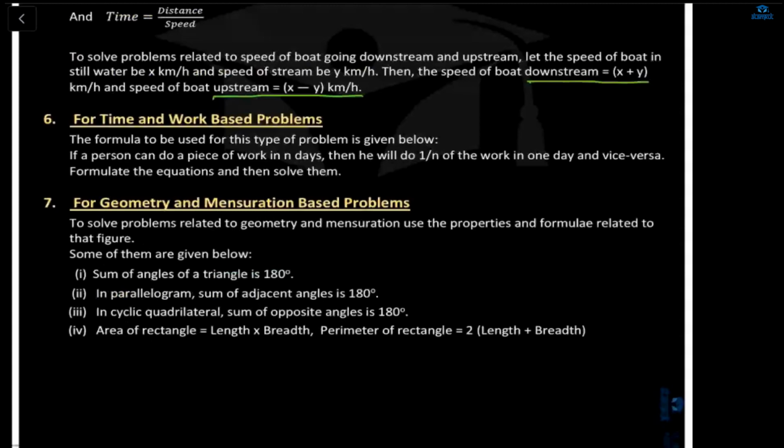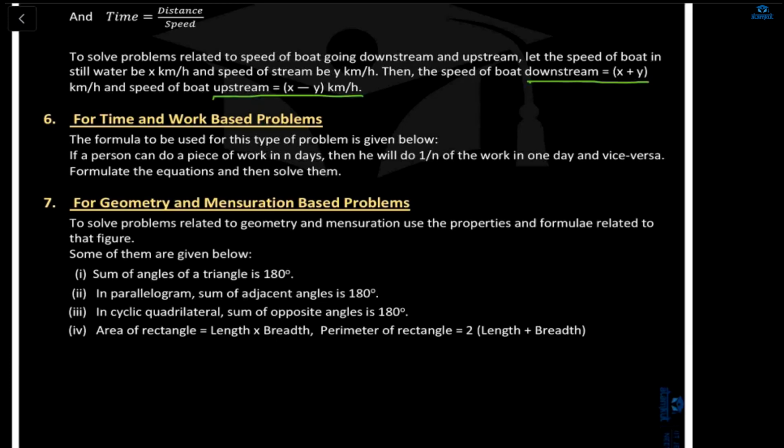Now for time and work based problems, very common problems you will see. Like the formulas: if a person can do a piece of work in n days, then he will do the same piece of work in 1 day as 1 upon n. If you need to find the 1 day work of that person, it will be 1 upon n.